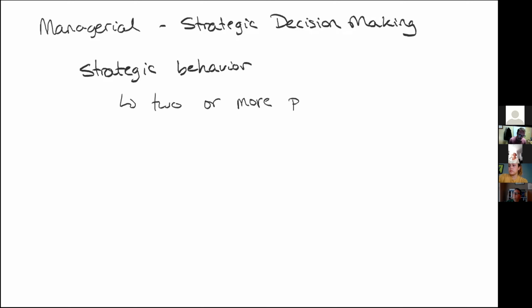Okay. I want to start at the broad level, and then we'll get into some specifics of how to do this kind of stuff. Whether you want to admit it or not, we're all constantly engaged in what we could call strategic behavior. And strategic behavior, in economics at least, means two or more people interacting somehow.